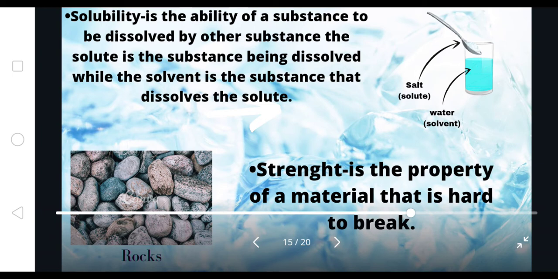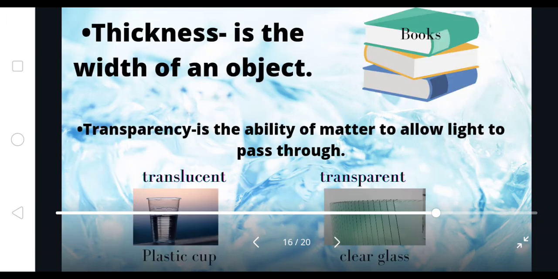Strength. Strength is the property of a material that is hard to break, like a rock. Thickness. Thickness is the width of an object, like the thickness of a book. Transparency. Transparency is the ability of matter to allow light to pass through, like a translucent plastic cup and transparent clear glass.